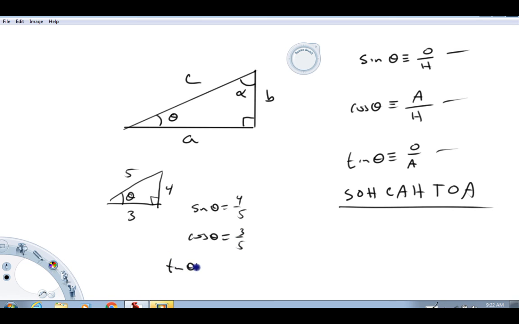And then tan theta is the side opposite divided by the side adjacent. So these ratios, 4/5, 3/5, and 4/3, give the sine of the angle theta, the cosine of the angle theta, and the tangent of the angle theta. So again, this video was just meant to be an introduction to the trig functions, and there they are. I think I'll save other videos for examples.